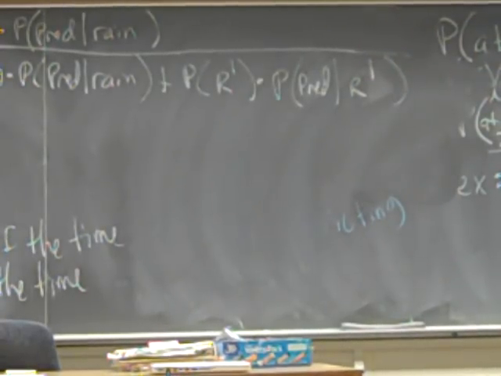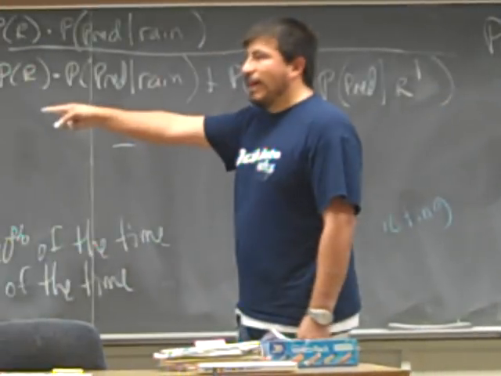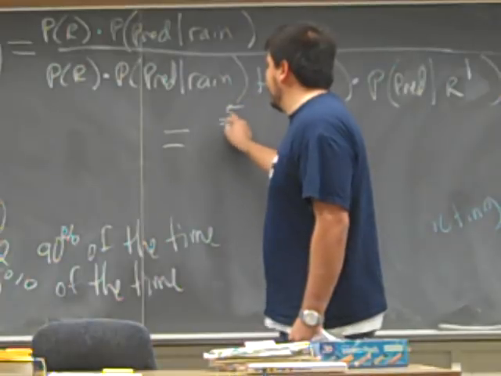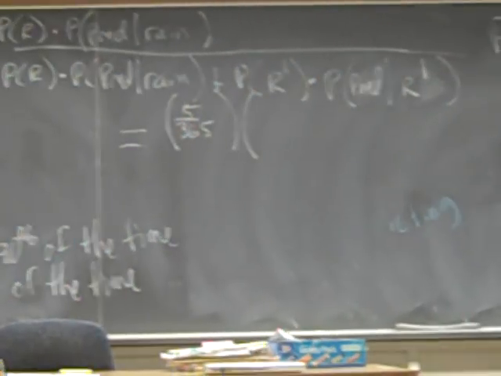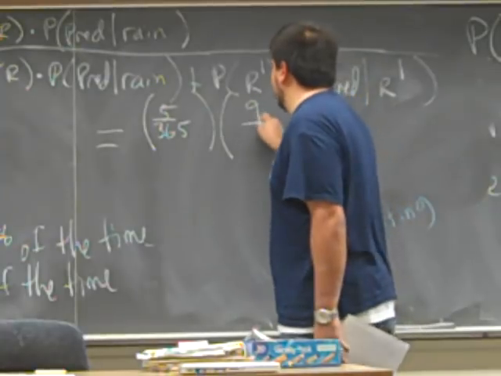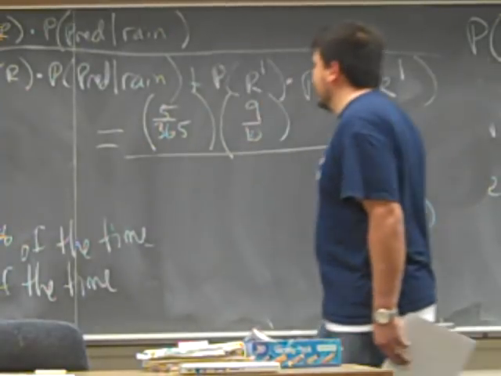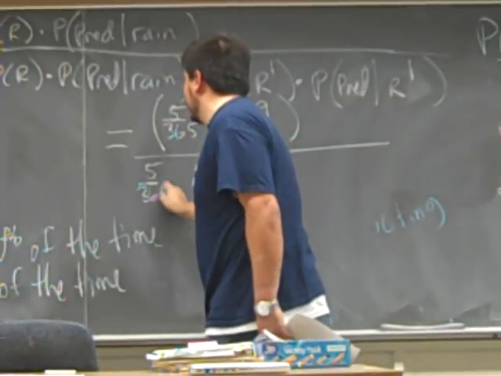Okay. So, what's the probability that it rains? It rains 5 days out of the year. 5 out of 365. What's the probability that he predicted it correctly? 90% of the time. All over, and this is just going to slide right underneath, right? Same exact fractions.